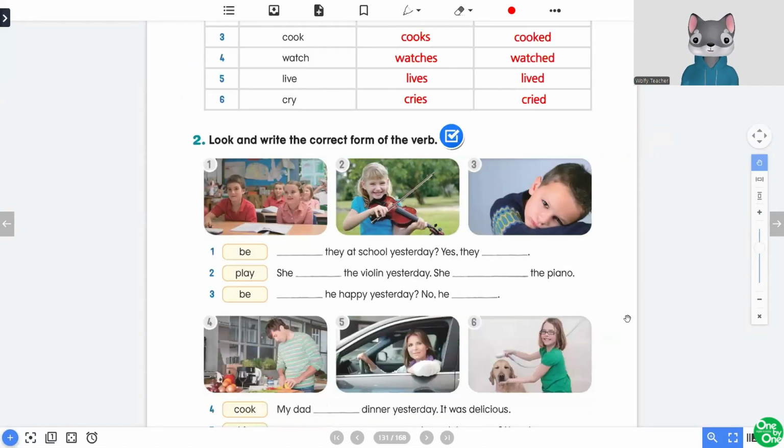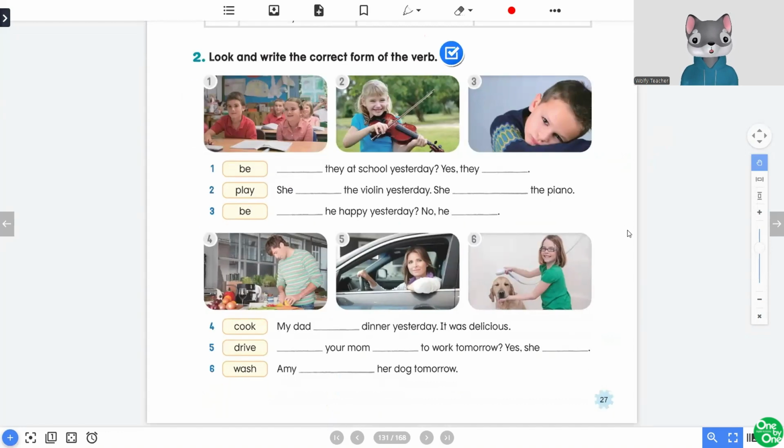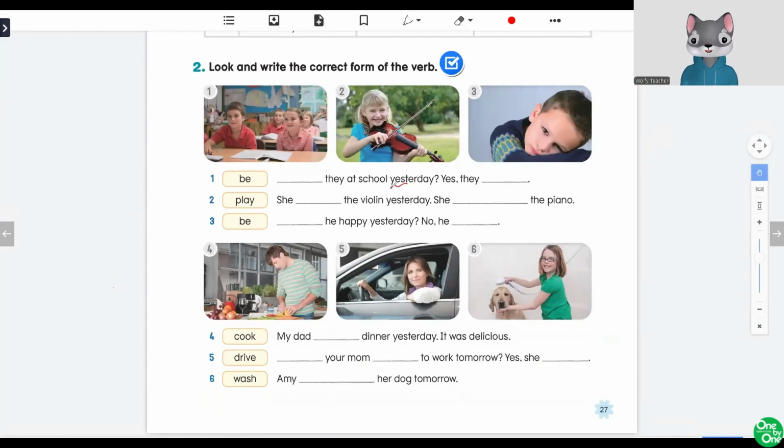So, at the bottom, if it's a be verb, what do we need to use? Remember, it says yesterday. If it's yesterday, there are 2 options for be verbs. It's either was or were. So which one would it be? It says they, so which one do we need to use? Of course, were. Were they at school yesterday? Then what do we need to say? Because it's a yes, we need to use the same be verb over here at the very back. Yes, they were.